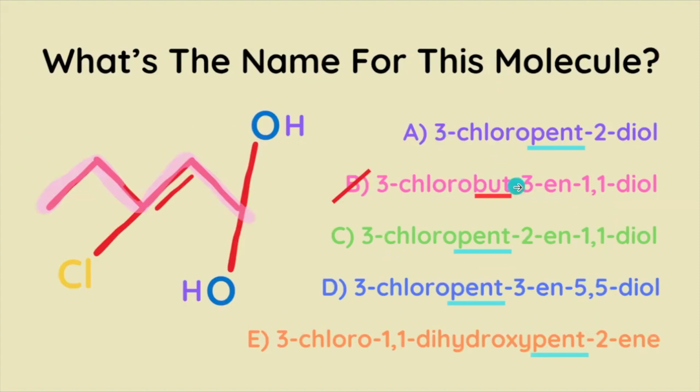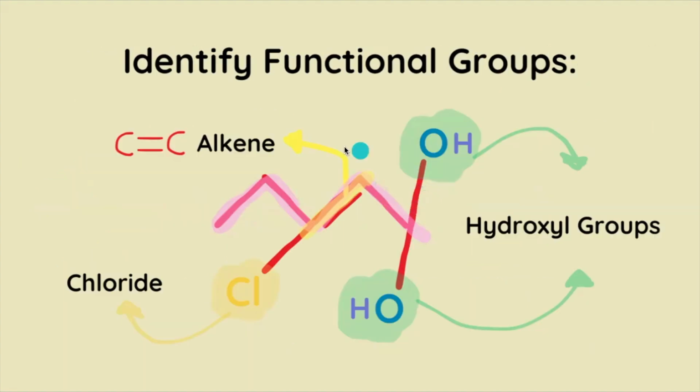We look to see if pent shows up in each of our answer choices, and it does in all except for B. But would imply a 4 carbon parent chain instead of 5, so B is a wrong answer. Next, we want to identify the molecule's functional groups.